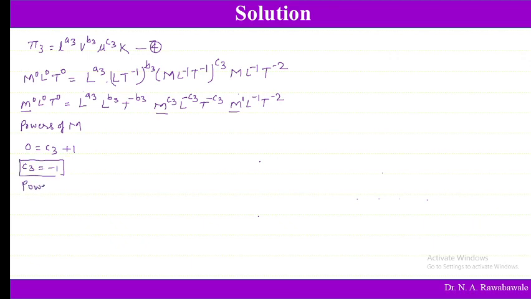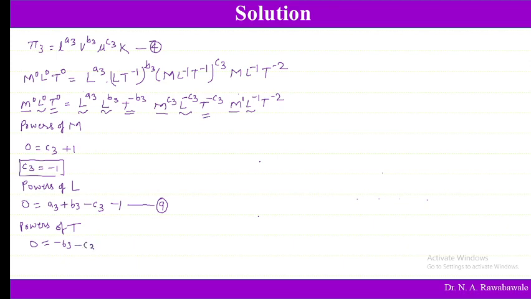Then collecting powers of l, on the left hand side we have 0. Here a3 plus b3 minus c3 minus 1. We call this equation number 9. Then collecting powers of t, on the left hand side 0 equals minus b3 minus c3 minus 2.